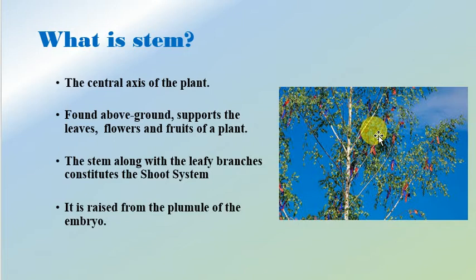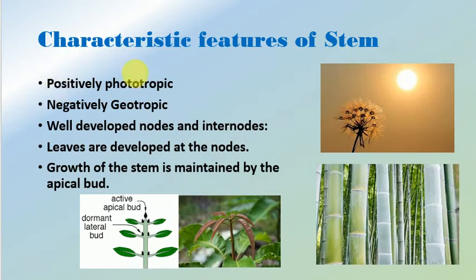So, the above ground portion of the plant is known as the shoot system, and it always arises from the plumule of the embryo, while the radicle gives rise to roots. Now, what are the characteristic features of the stem? So, the first characteristic feature is that stem is phototropic, positively phototropic. Now, what is the meaning of positively phototropic? Always the stem grows in the direction of sunlight, in the direction of photons, and that is why it is known as positively phototropic.